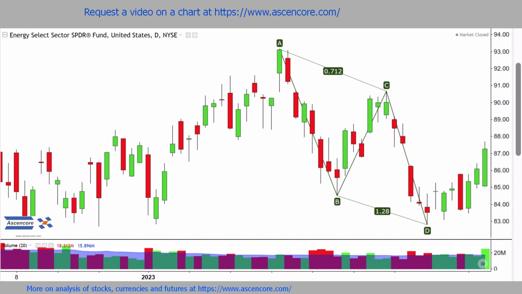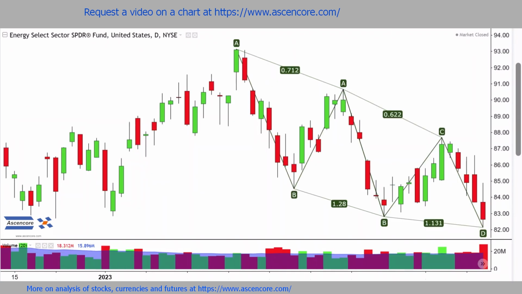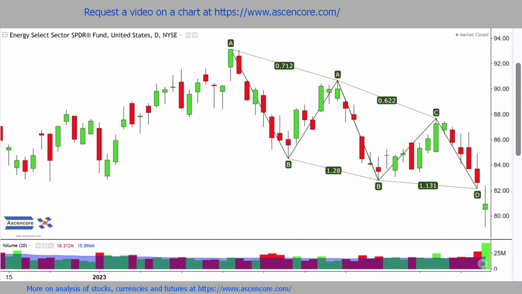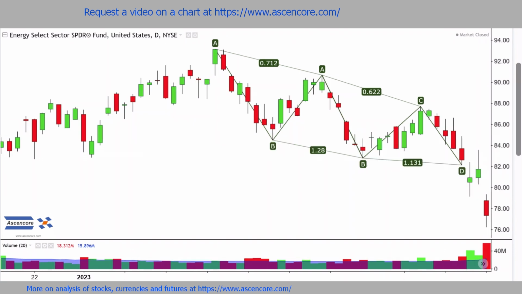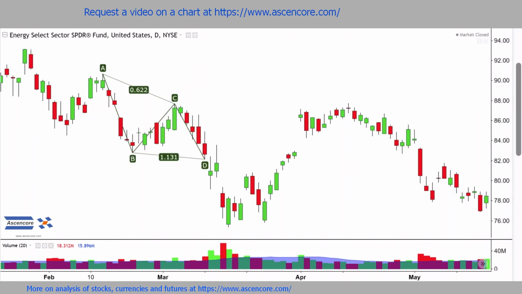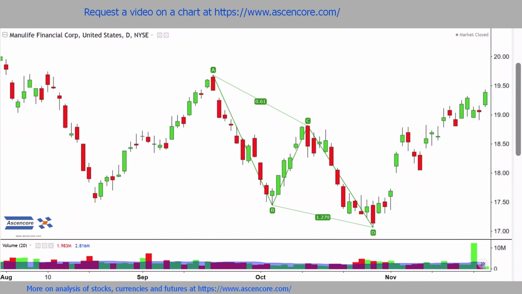And of course, it's better to have proportions close to both 0.618 and 1.272 rather than just meeting one of the criteria. So there you have it, the ABCD pattern. Keep it simple with strict criteria for higher reliability.